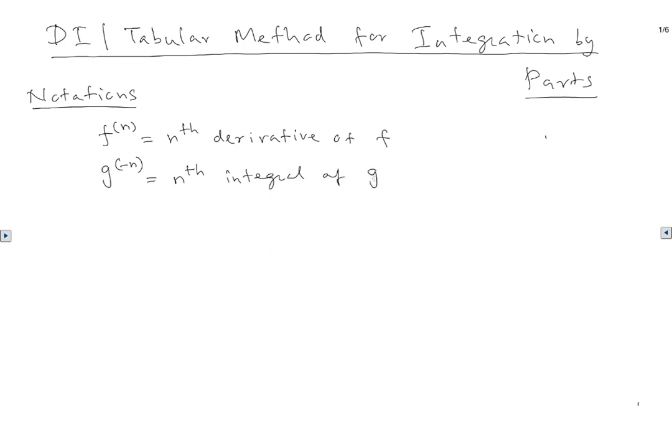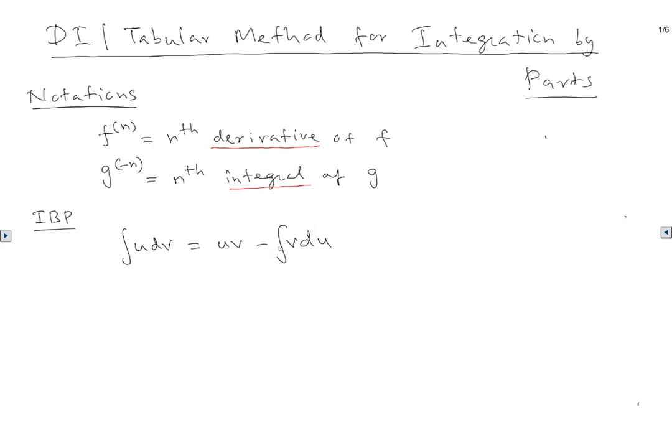If you put the parenthesis n, that means the nth derivative. When you say parenthesis negative n, that means nth integral. So we can use that difference for the derivative and the integral. We repeatedly take the derivative and repeatedly take the integral. So let's look at our standard integration by parts formula: the integral of u dv equals uv minus the integral of v du.